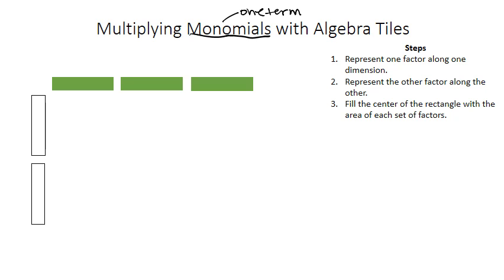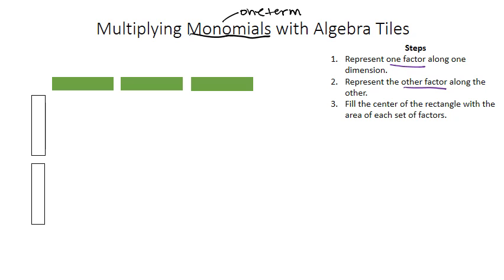To start, like we started all of our different operations with polynomials, we're going to start with algebra tiles. So when you're representing multiplication of monomials with algebra tiles, here are the three steps you follow. First, you represent one factor along one dimension. What that means is along one side, you're going to write one factor. Then you represent the other factor along the other side.